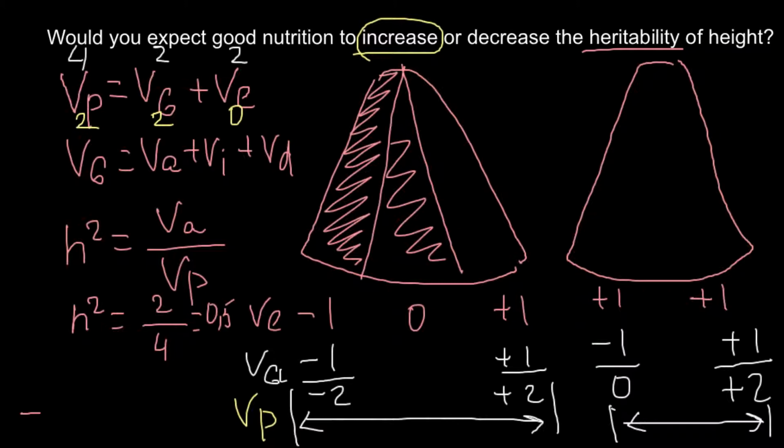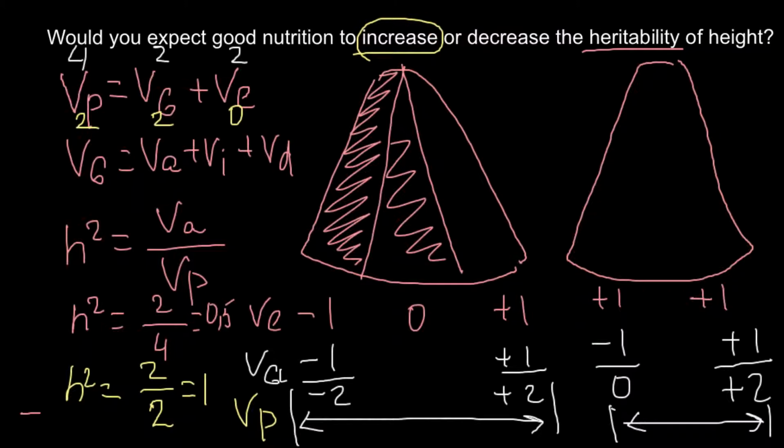So our formula this time would look like this: h small squared equals variance genetic or additive, which is going to be 2, divided by total phenotypic variance, which is also going to be 2. So here our answer would be 1. And as you see in the second example, our heritability increased in comparison with the first example, and this is our answer.